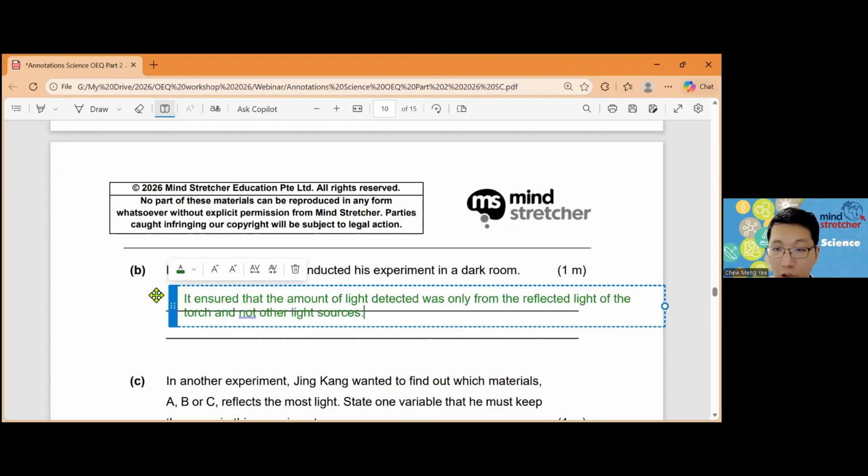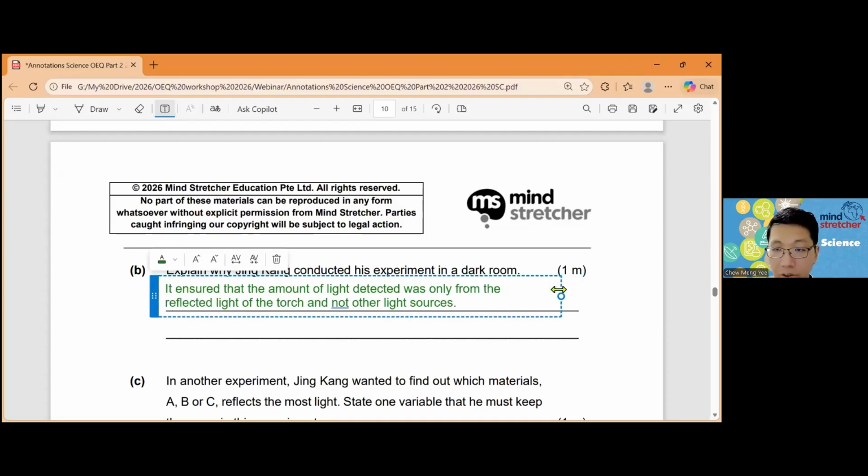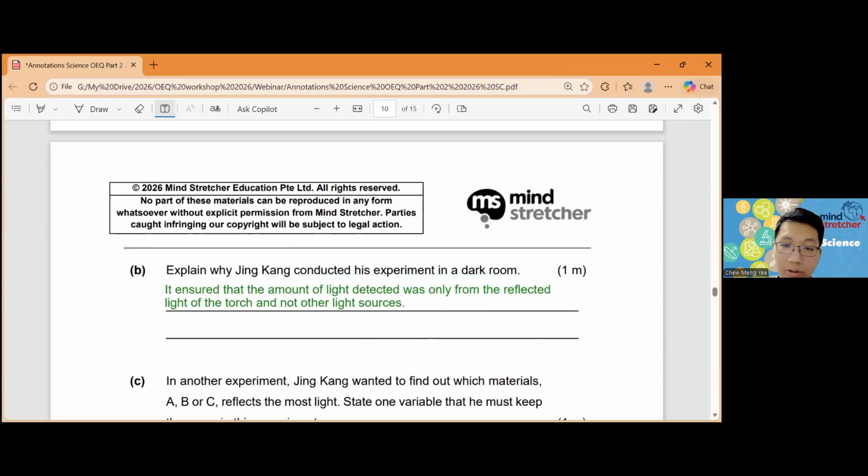But this can be quite a common question. Okay, so take note, this can be quite a common question whenever we are dealing with the topic of light. Or rather, whenever any experiment is done involving light, they would usually want to do it in the dark.